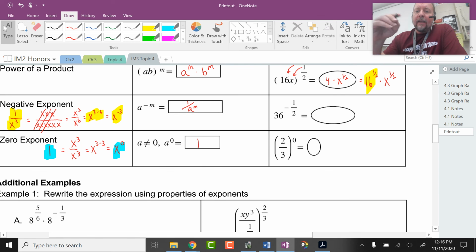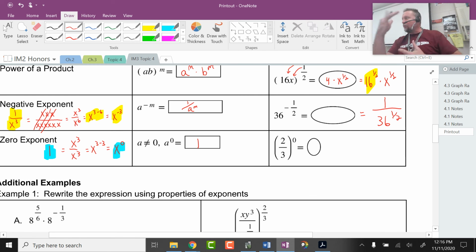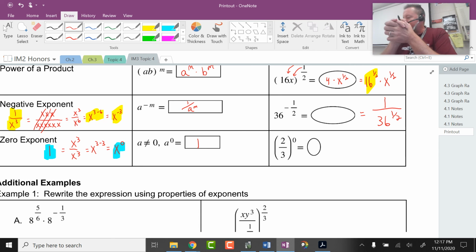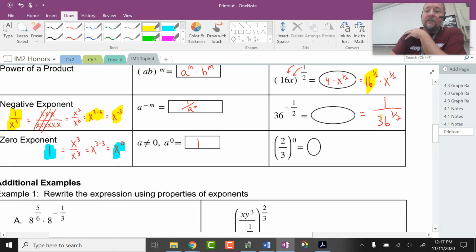36 to the negative 1/2 actually equals, you don't flip a half, 1 over 36 to the positive 1/2. Okay, and that's the negative exponent rule in action, especially in terms of this fractional exponent and simplifying situation. And then what is 36 to the 1/2 power, everybody?